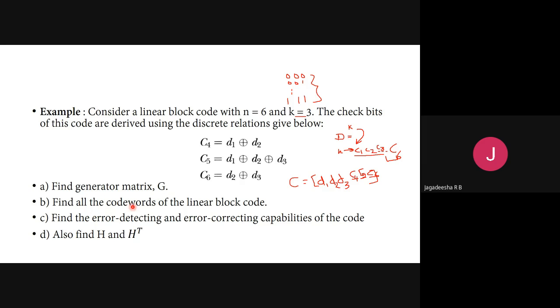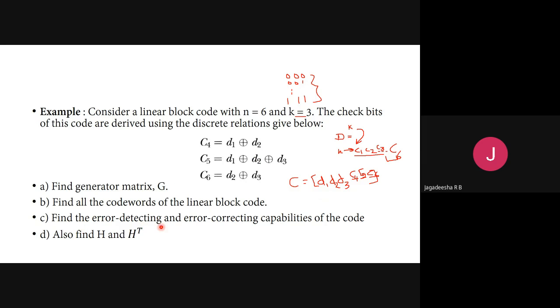Next, find all the code words of a linear block code. How to find all the code words of a linear block code? To find all the linear block codes, you need to find all the combinations of the data. For example, you have 0, 0, 0, 0, 0, 1, 1, 1, 1. All that should give you all the combinations, based on which you can generate C4, C5, C6 using this relation. And you should get all the linear block codes.